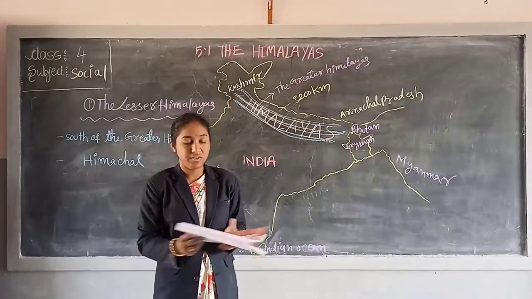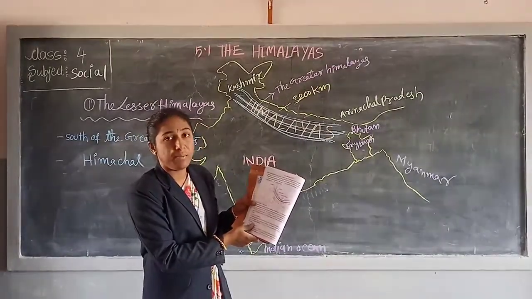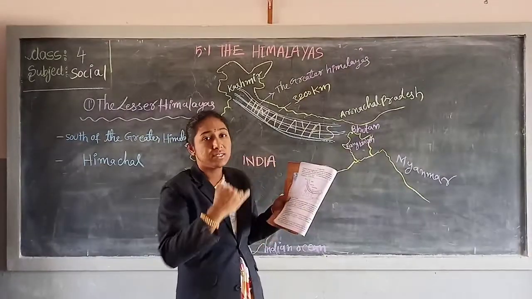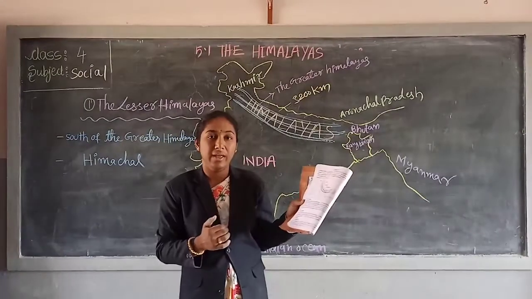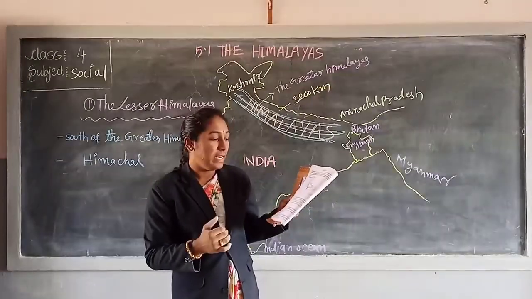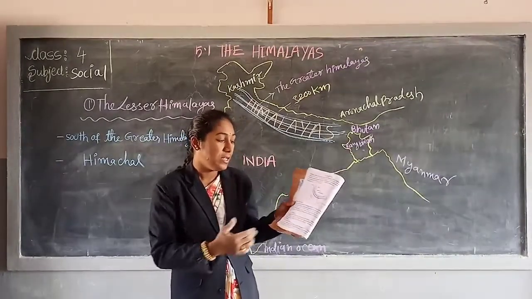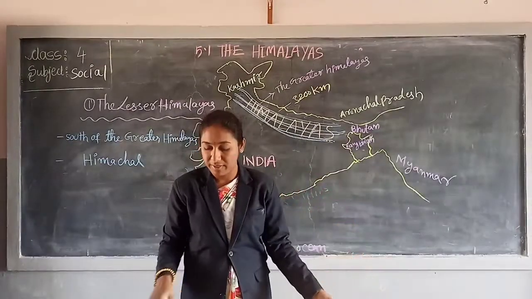Next parallel range is the Lesser Himalayas. Look at the paragraph of Lesser Himalayas. The mountain range that lies to the south of the Greater Himalayas is called the Lesser Himalayas. It is also called the Himachal. The Lesser Himalayas is not as high as the Greater Himalayas. The slopes of the mountains are covered with thick forest.